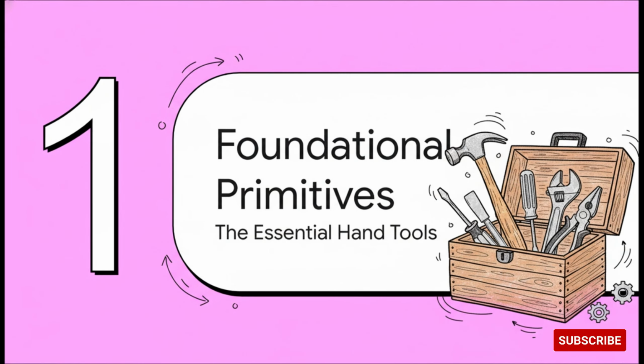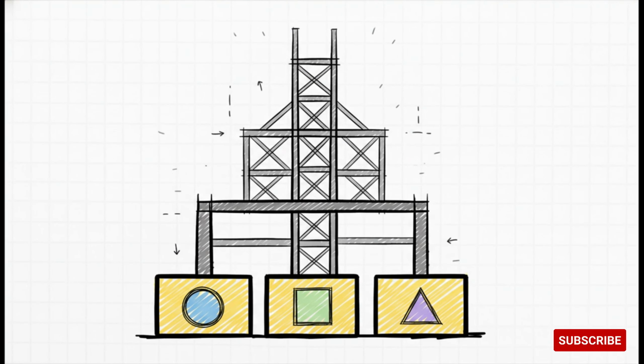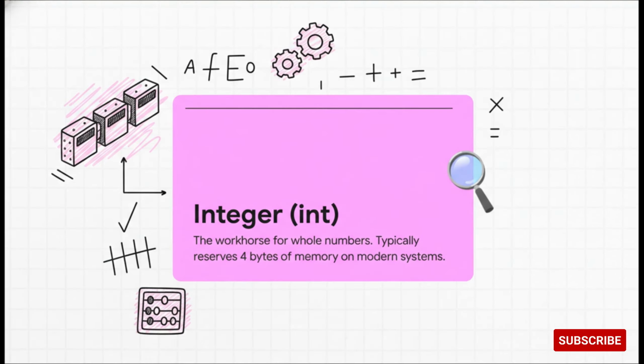All right, let's open up this toolbox and start with the basics. These are your primitive types, the real hand tools of C++. We're talking the hammers, the screwdrivers, and the wrenches that you're going to find yourself using every single day. So these primitive types, they're like the standard issue tools that come with every kit you buy. They are the absolute foundation of your C++ work, the tools you'll be reaching for in pretty much every project you tackle. First up is the integer, or int as you'll type it.